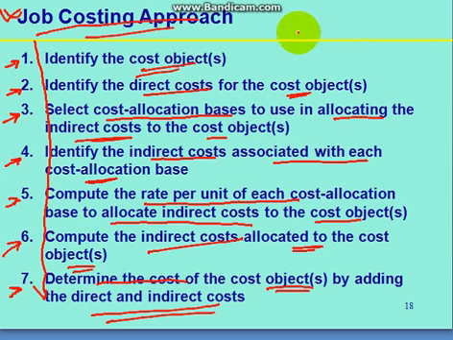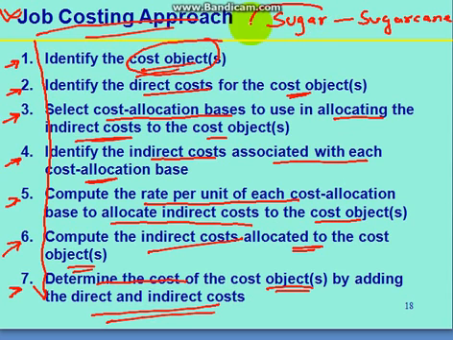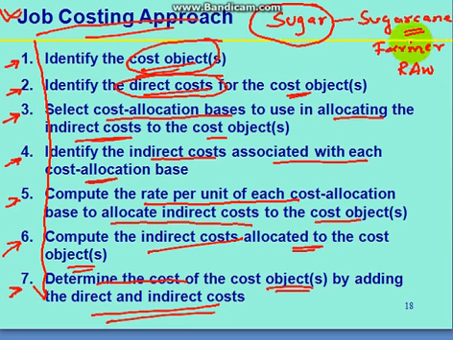Let us say, for example, you are in a company producing sugar from the sugarcane, right? Now we have to identify the cost object. Here your cost object is the sugar. Now what are the direct costs for that cost object? Direct cost is nothing but the sugarcane which you buy from the farmers. So this is the direct cost of purchasing the raw material, that is sugarcane.